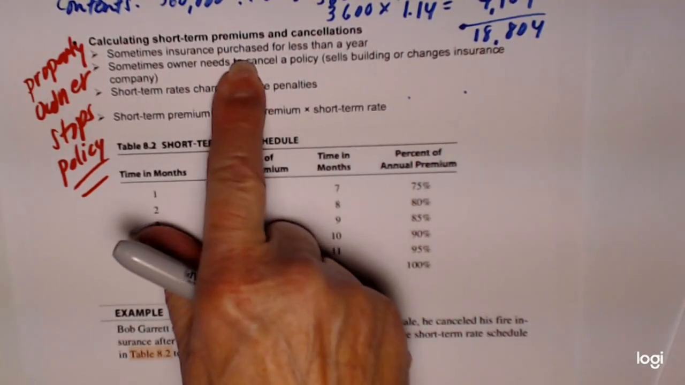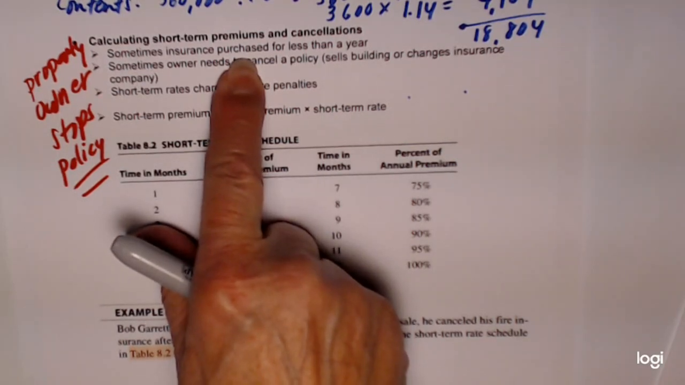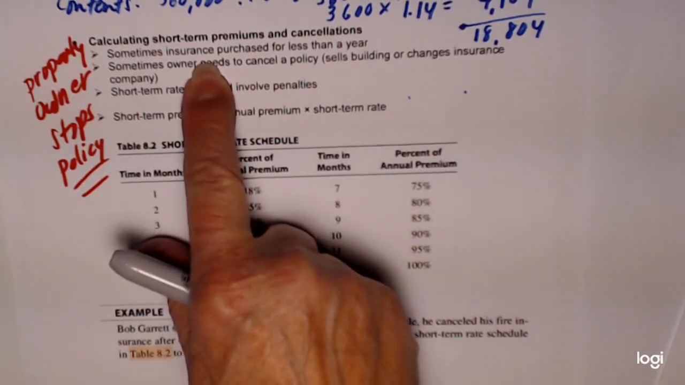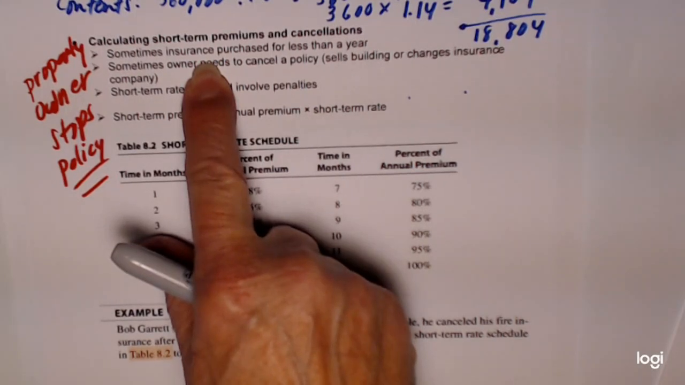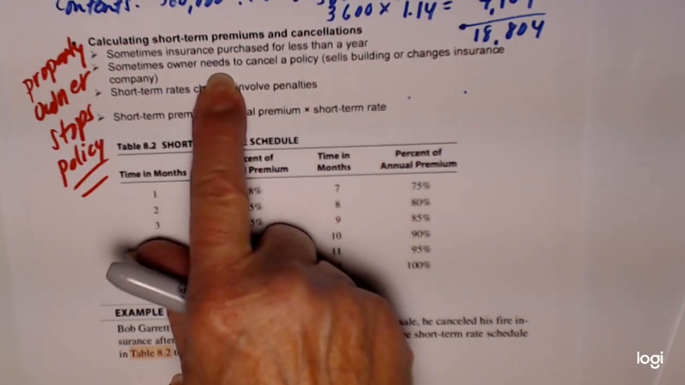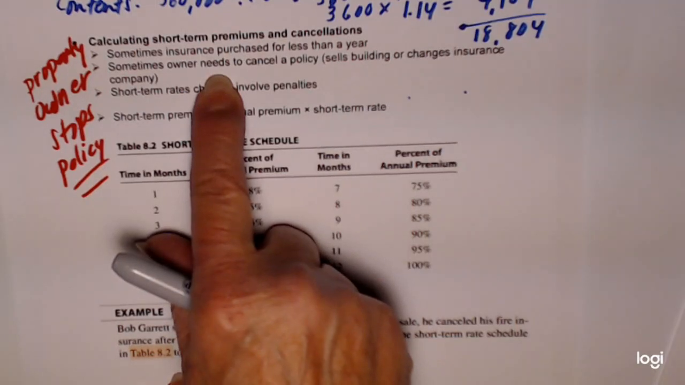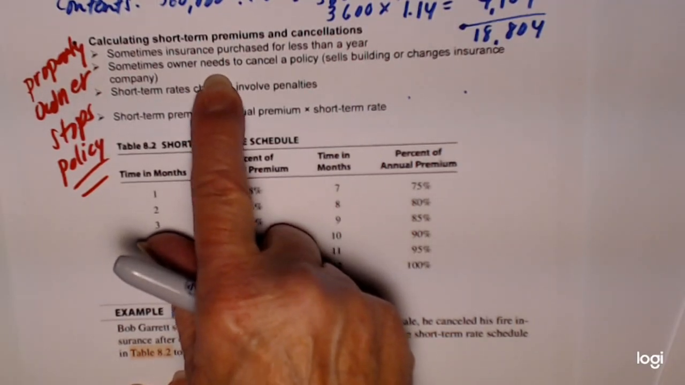Sometimes insurance is purchased for less than a year. So maybe you are going to be renting a building and you're only going to be there, maybe it's June or July, through December, so you don't need insurance for the whole year. You only need it for part of the year. Sometimes an owner needs to cancel a policy. Either they sell the building or they decide they're going to change insurance company. They found somebody that's better or cheaper.